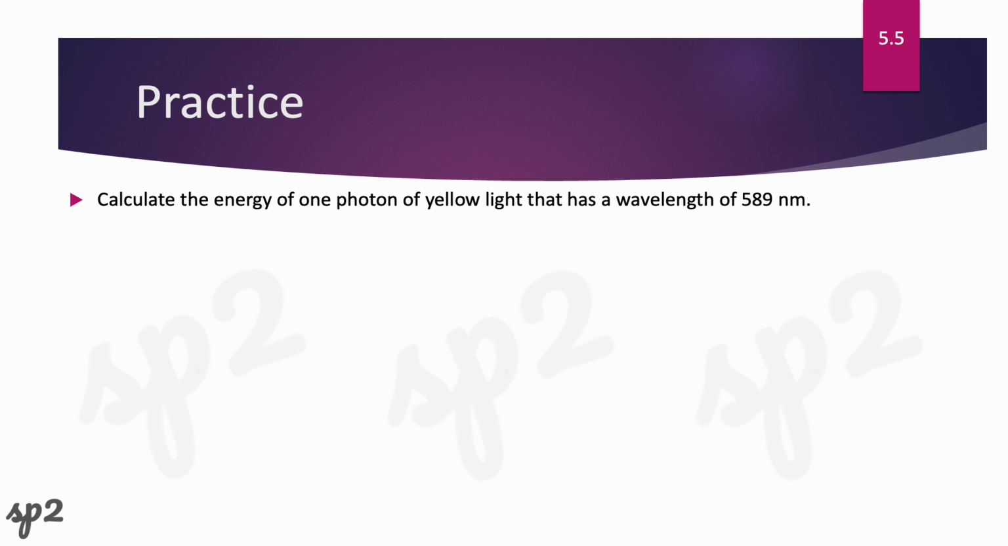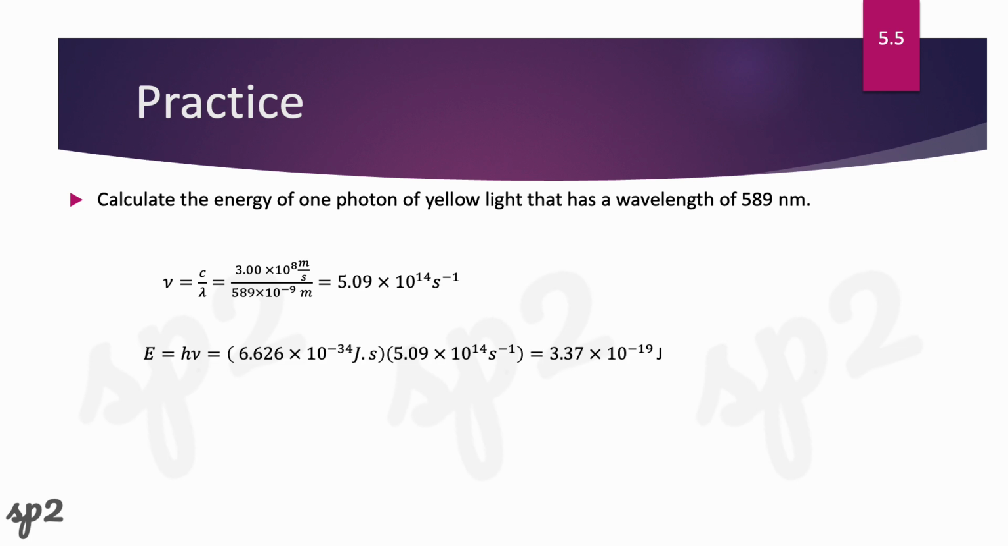So let's do this practice together. The question is, calculate the energy of one photon of light, and this is the specific light, which is yellow, and the wavelength is given as 589 nanometers. So the first step is we have to calculate our frequency. Using our relationship, which is c over our wavelength, we can calculate our frequency. Be careful with your units, right? It has to be meters. So I need to convert my nanometers to meters, which is 10 to negative 9. And then you can plug it into your energy equation to calculate your energy.